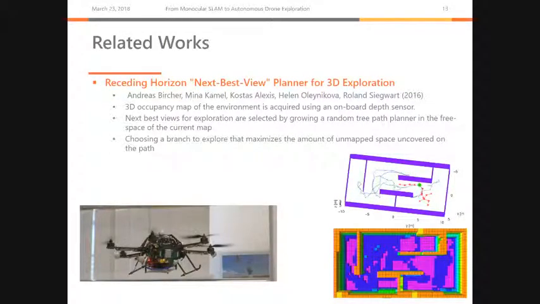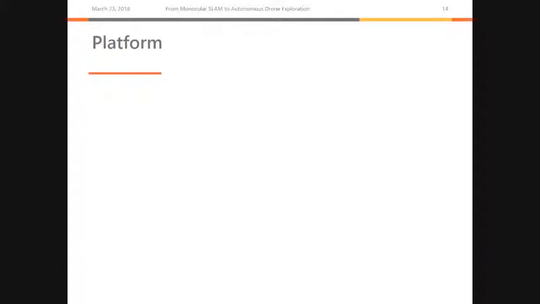This is another one. In this case, they don't use a frontier. They use next best view, where they grow a random tree, and then with this random tree, they choose the best branch. They choose the branch that probably has the most covered area after they go there. Okay. So now I'm going to talk about their method.